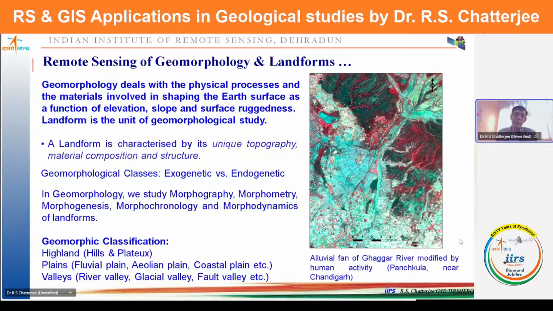Okay. Then in the case of plains, we have fluvial plain, aeolian plain, coastal plain, as well as, due to tectonic processes, certain kinds of plains, like fluvial terraces. Now valleys, like river valley, glacial valley, and also, by tectonics, like fault valley. Here, this we have already discussed. That is this alluvial fan of the Ghaggar River modified by human activity.